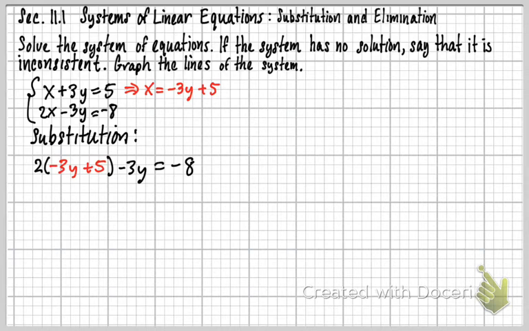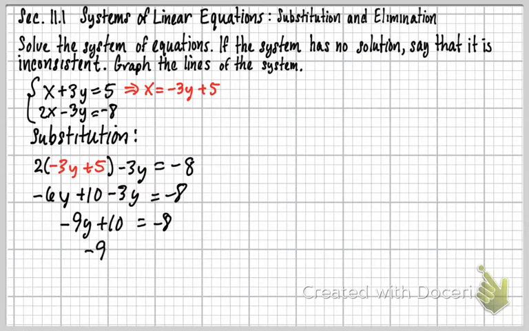So I'm going to get negative 6y plus 10 minus 3y equals negative 8. That's going to be negative 9y plus 10 equals negative 8. Then I subtract 10 from both sides, so negative 9y equals negative 18. Then I'm going to divide by negative 9. So y equals 2.